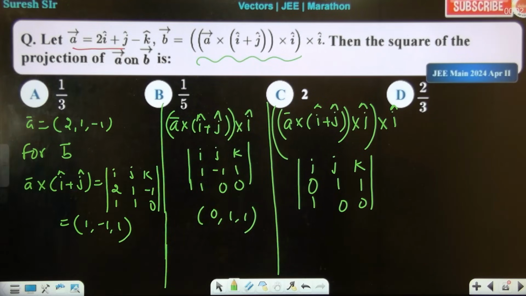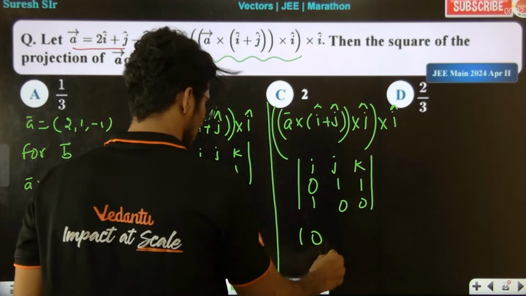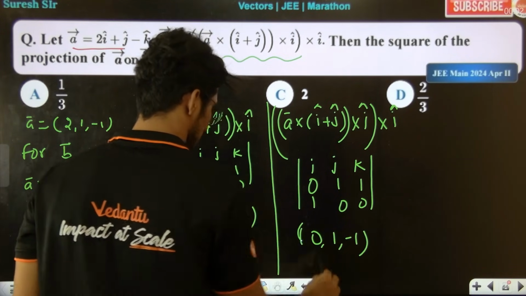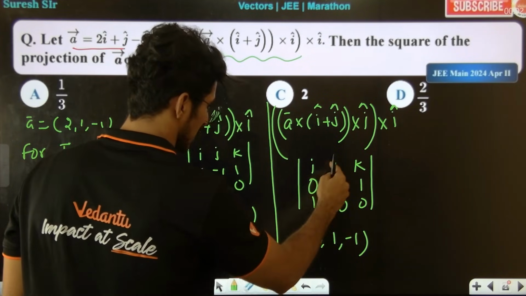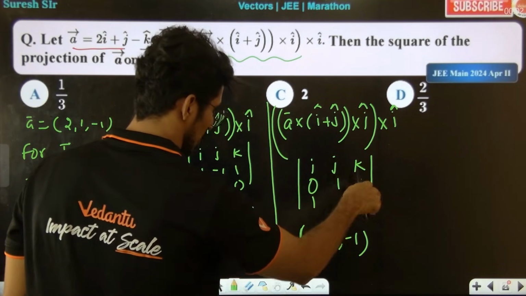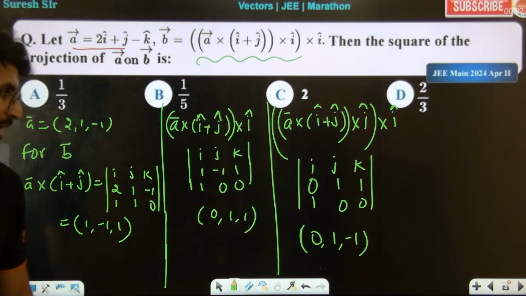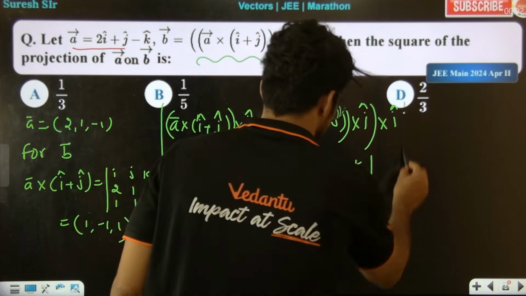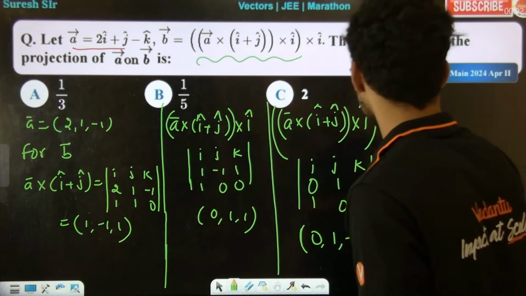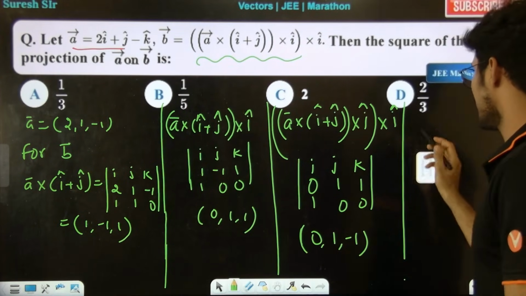First 0, first 0, first 0, so j minus k, so 0 1 minus 1. Check. See, 0 here, minus j, so minus of minus plus, so k means minus 1, correct only. Check, cross product I am doing, so 0 I cap plus j cap minus k cap has come. So what is the projection of a and b formula?